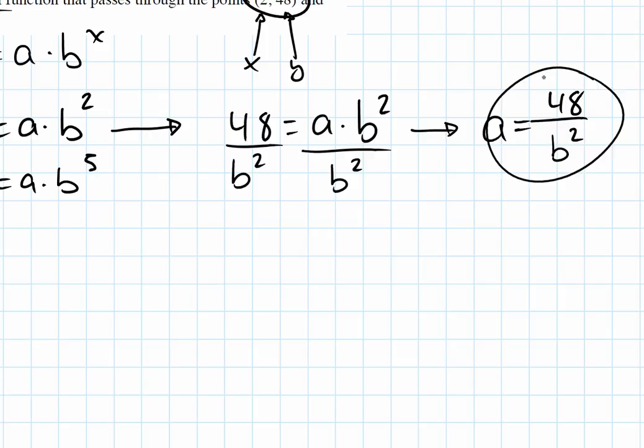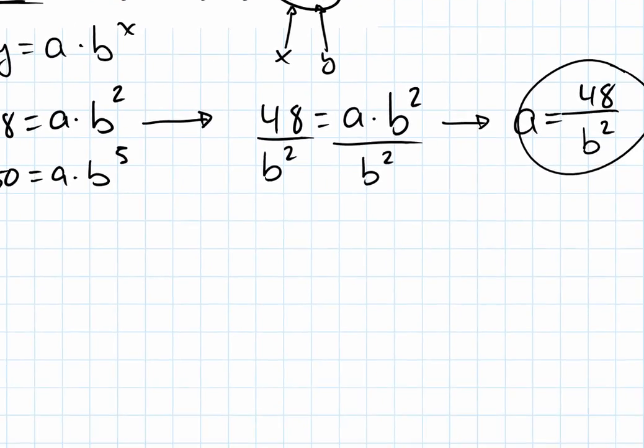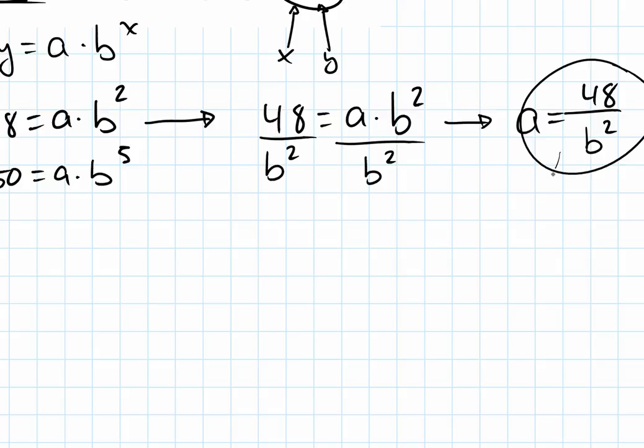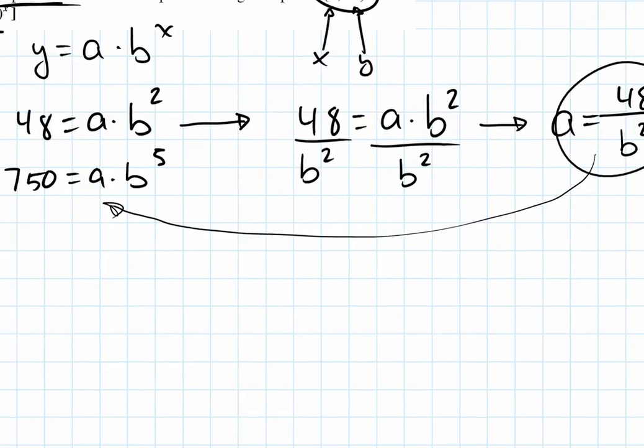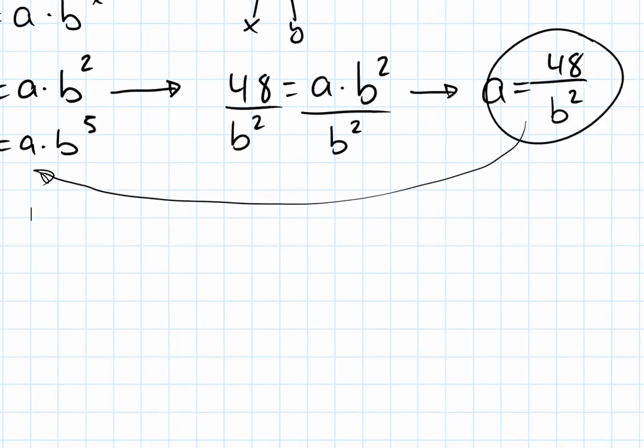Now that I know that this is a valid substitution for a, I'm going to plug that into the second equation. So this value of a is going to make the trip over here, and it was 750. We're going to write this equation again. It's 750 equals a, and the a part is going to be 48 divided by b squared. That's my substitution. And then I'm going to multiply that by b to the fifth power.